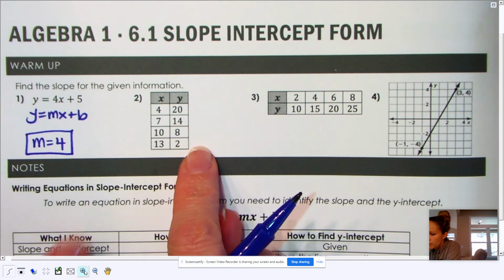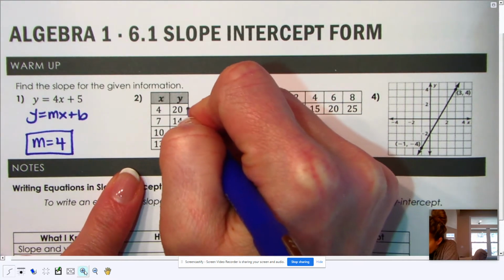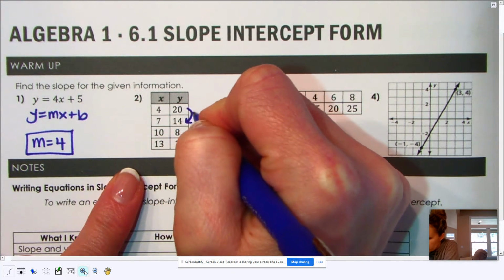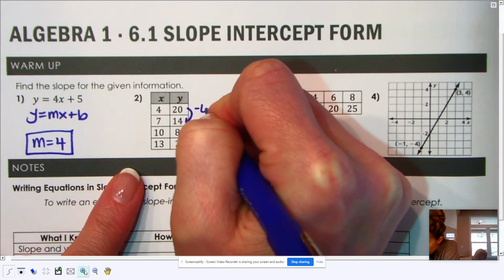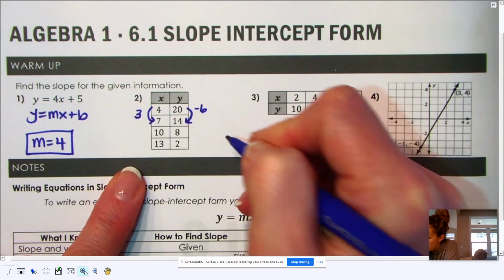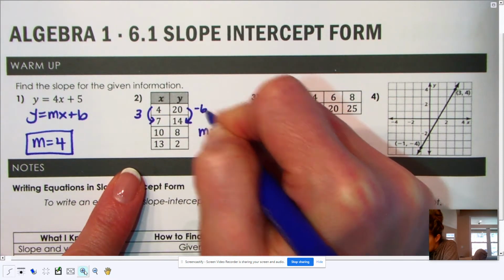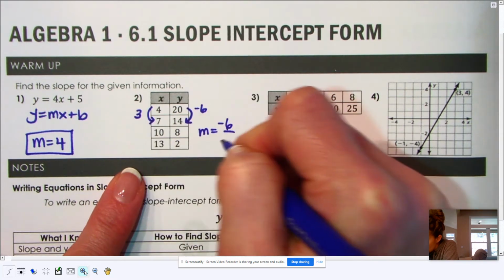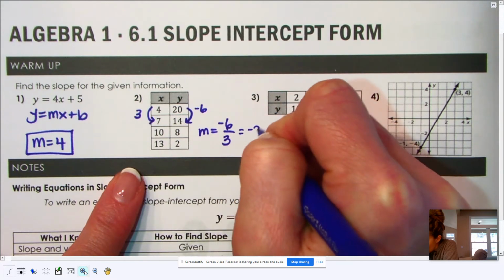Question number 2, if I'm going to find the slope, I want to know how far did it go up or down. In this case, it actually went down by 6. And in the x direction, I went over by 3. So the slope would be the change in y over the change in x. And if we reduce that, we get -2.